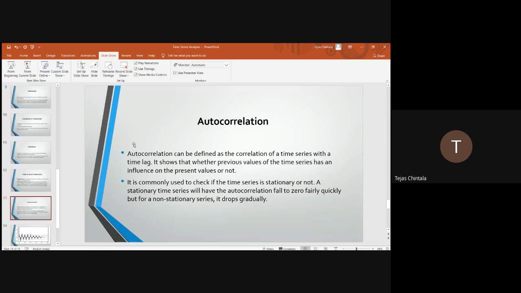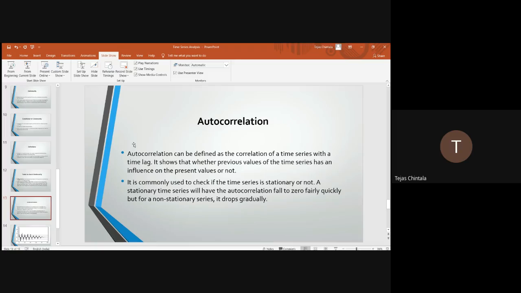So our next topic is autocorrelation. We should keep this topic in mind when we are dealing with time series. It's also important as compared to stationarity. It is defined as the correlation of a time series with a time lag. Here, time lag is defined as the period of time between one event and another. It shows whether previous values of the time series have an influence on the later values or not.